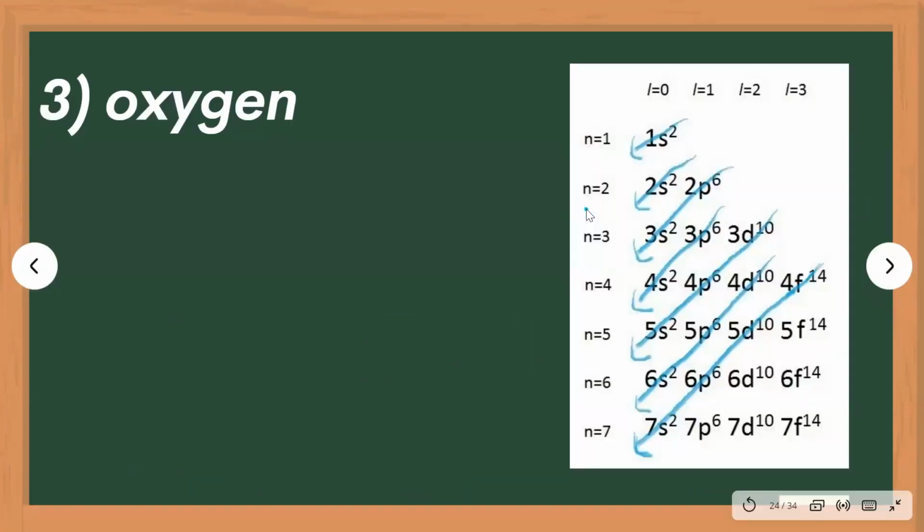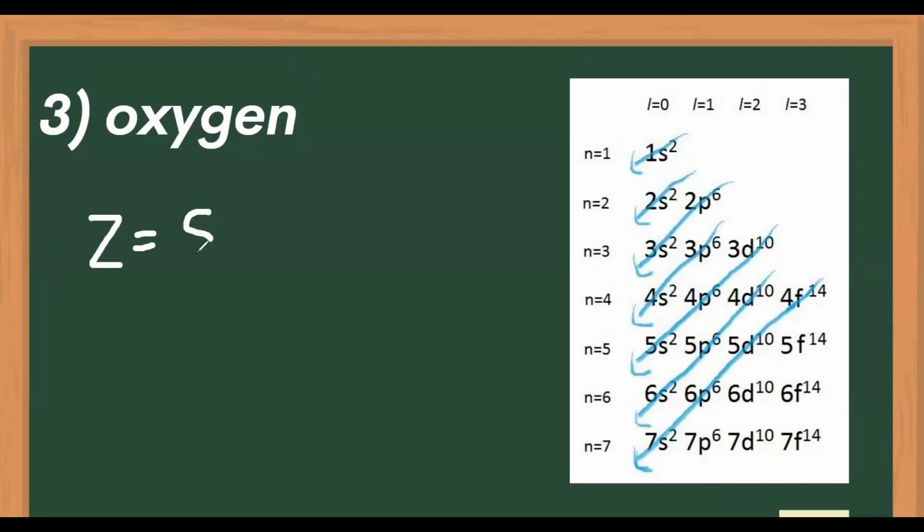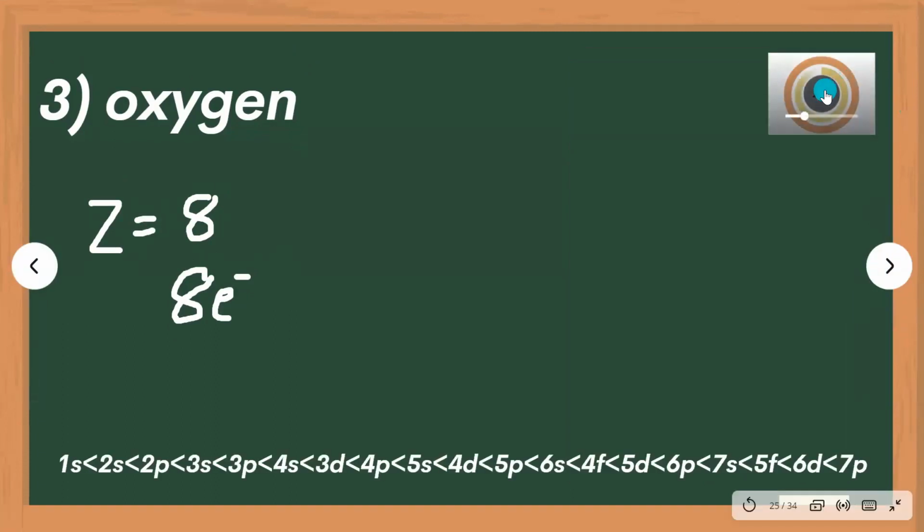We have oxygen. So for oxygen, you have here 8 electrons because oxygen has an atomic number of 8. So we can say that oxygen has 8 electrons. Again, we can use the Madelung's rule, or maybe we could use the arrangement. So how about you try this? I will give you 5 seconds to answer. Okay, time's up.